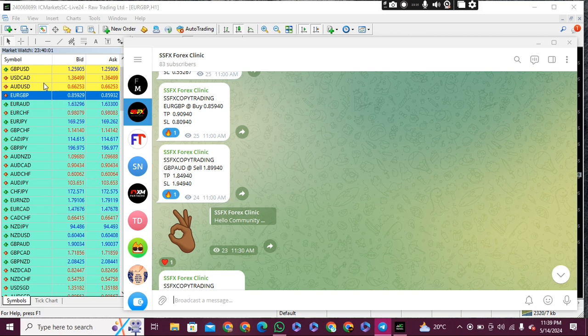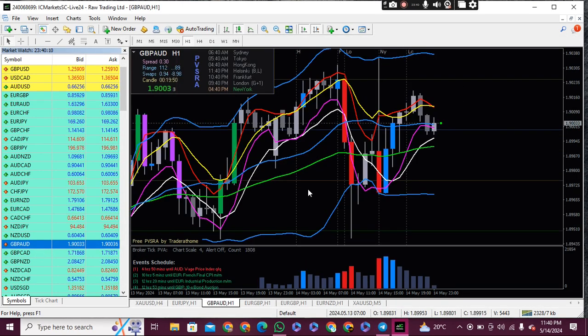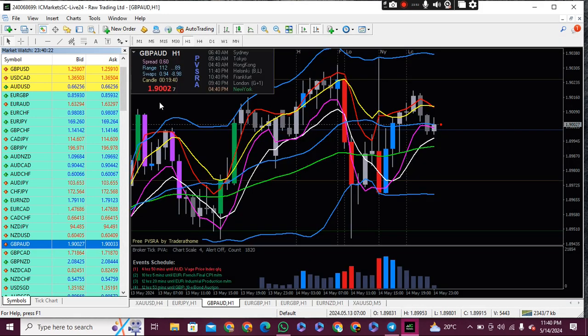Then we had GBP AUD. This one moved fast. It was perfect. We got into this trade early, and it was from 1.8994. As you can see, this one moved very fast.